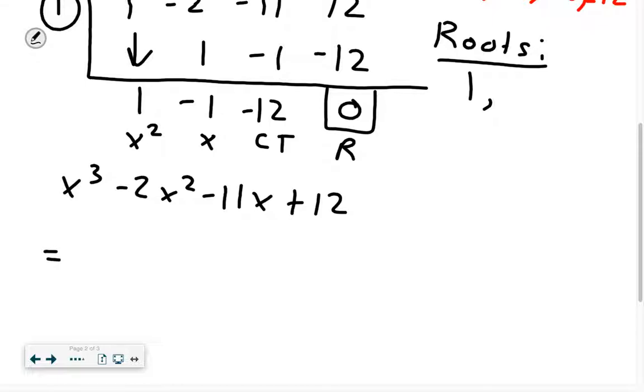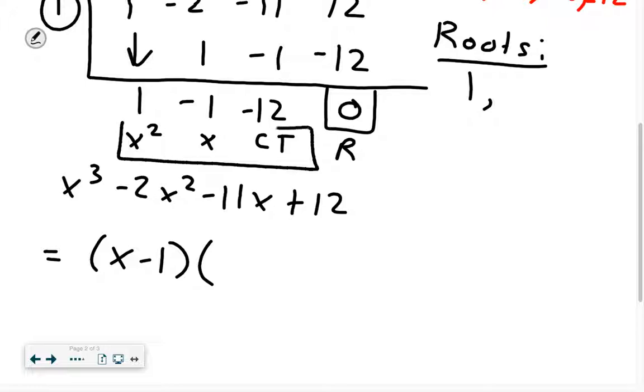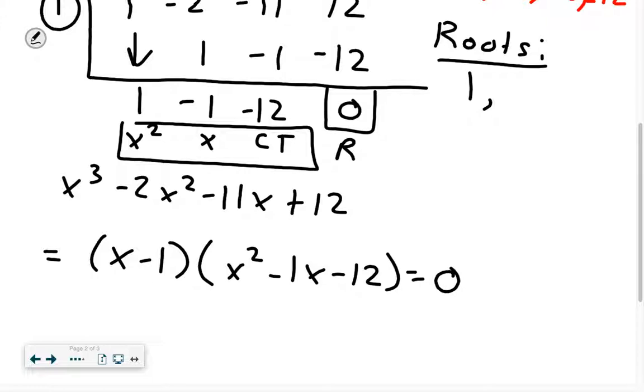Well, now that we found that 1 to be a root, what we can say is x minus 1 is a factor of it. And now this here, this is what's left over. X squared minus 1x minus 12. So really what has happened is we've taken our cubic and factored it down to a binomial and a trinomial. Everybody okay with that idea?